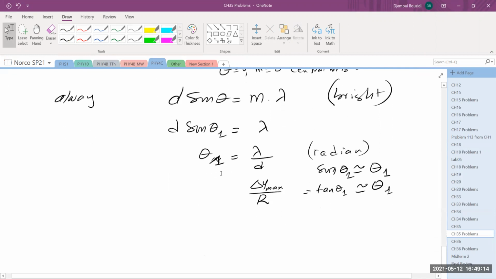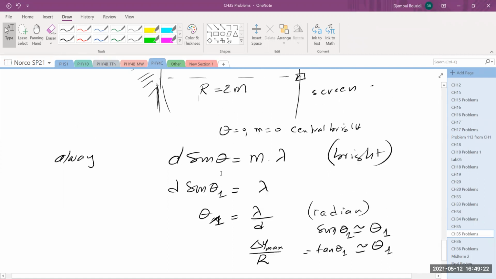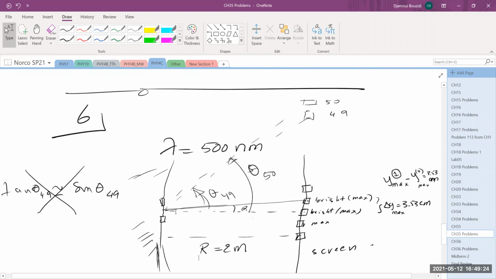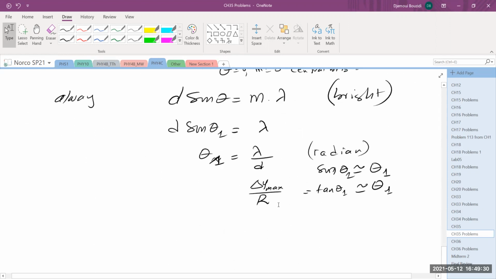So now we have everything apparently to solve this problem. So we need actually, did we get the lambda? Yes, they gave us lambda. Lambda, they said it's 500 nanometers. Well, they didn't give us a separation d between them. We don't know how far they are. So we can use this equation to find what d is.